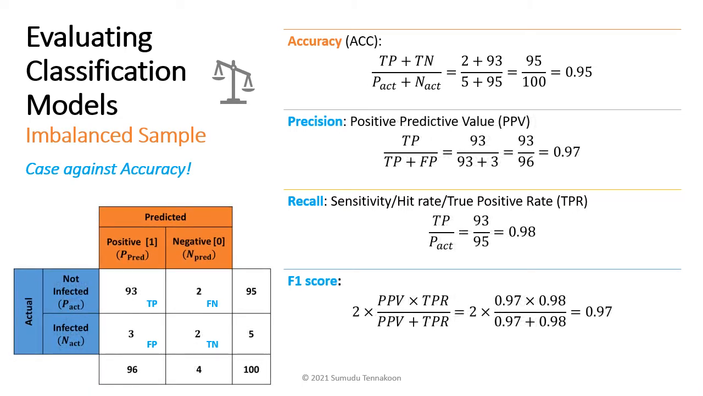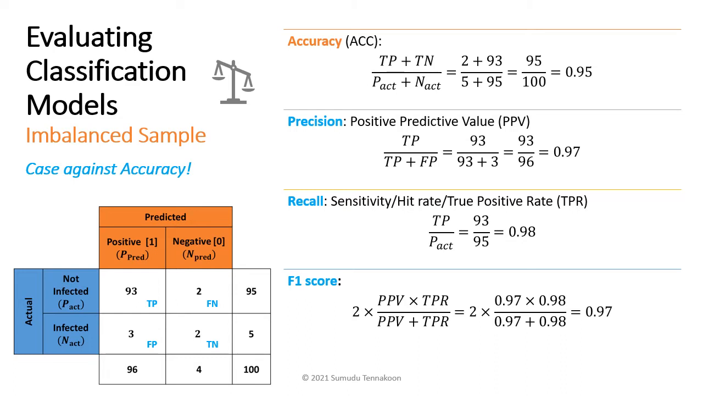Let's make a slight modification to our problem definition. Let's make the not infected class our positive class and the infected class our negative class. As you see in the left bottom corner of the confusion matrix, now our true positive becomes not infected in the actual class, predicted as positive. So now what our test is predicting as positive are those who are not infected.